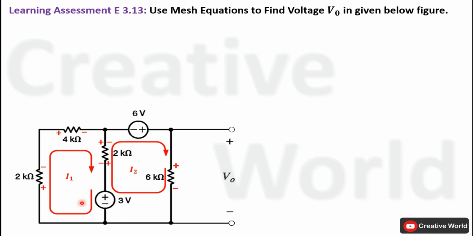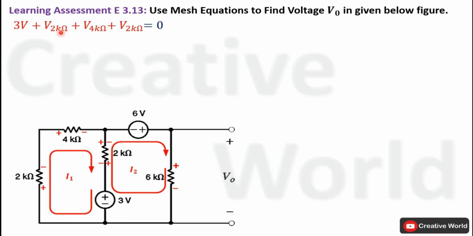Kirchhoff's voltage law equation for this closed loop will be plus 3 volt, current is entering from positive terminal, so voltage across this voltage source will be taken with positive sign. Next, current entering terminal is positive, so voltage across this 2 kilo ohm resistance that is labeled as V2 kilo ohm will be taken with positive sign. Next, voltage across this 4 kilo ohm resistance will also be taken with positive sign because current is entering from positive terminal. And at the end, voltage across this 2 kilo ohm resistance will also be taken with positive sign because current is entering from positive terminal.